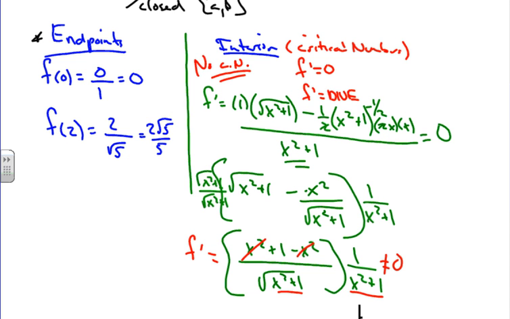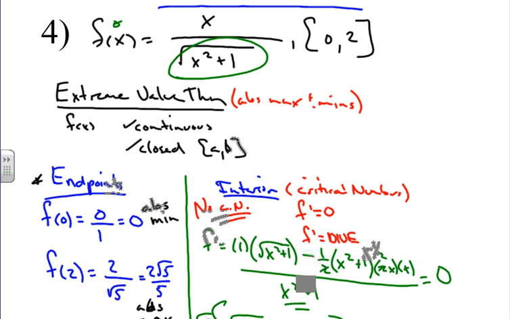So from our endpoints, we find that we have an absolute min at 0, 0, and then we have an absolute max at 2, 2 square root of 5 over 5. Well, if you put this function in your calculator, I'll put it up there again.